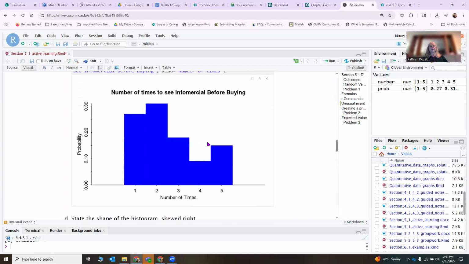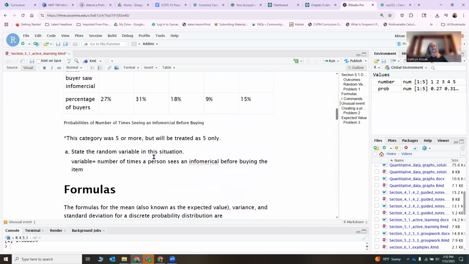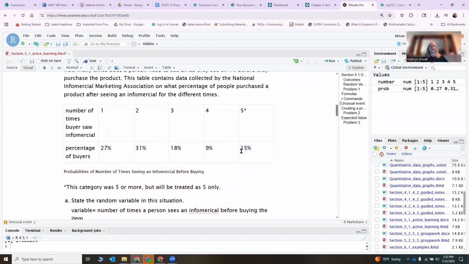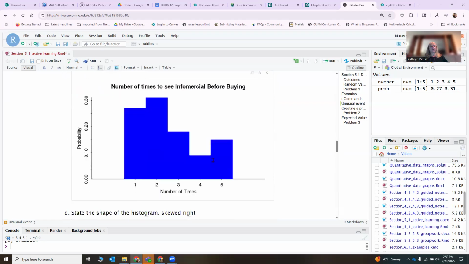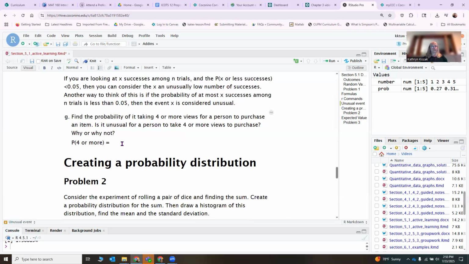And all I gotta do is add those together. If I get my values, those values were again way up here at the top, 9% and 15%. So all I have to do is add in 9% and 15% together. And that's equal to 24%. Since 24% is not less than 5%, this is not unusual.